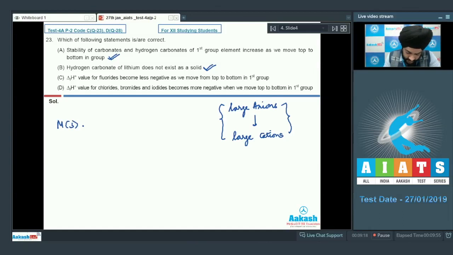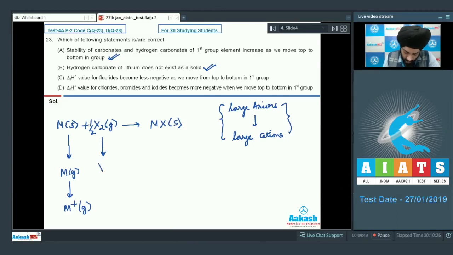So we have M solid plus X2 gaseous. We can have half X2 gaseous in general. And we can talk about the formation of MX solid. If we look at the steps involved, which is the Born-Haber cycle itself, the M solid will first sublime to give us M gaseous. That M gaseous will lose an electron to form M plus gaseous. Now if we talk about the halogen, we'll have to first dissociate the bond to form gaseous atoms, and the gaseous atom thus formed will accept an electron to form X minus gaseous, and thus M plus gaseous and X minus gaseous will combine and give us the MX lattice.